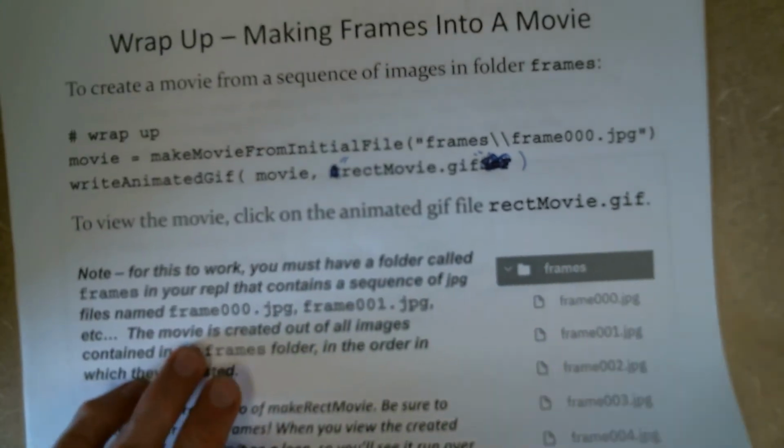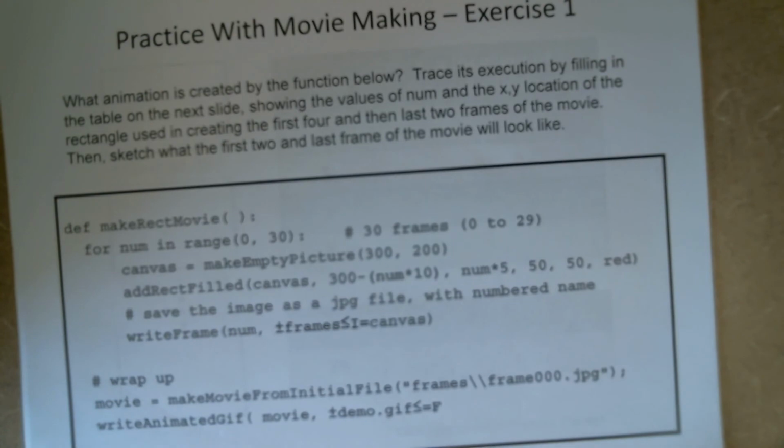All right. So let's take a look at a couple more examples here. What animation is created by the function below? Trace its execution by filling in the table on the next slide, showing the values of num and the XY location of the rectangle used in creating the first 4 and then the last 2 frames of the movie, then sketch what the first 2 and last frame of the movie would look like.